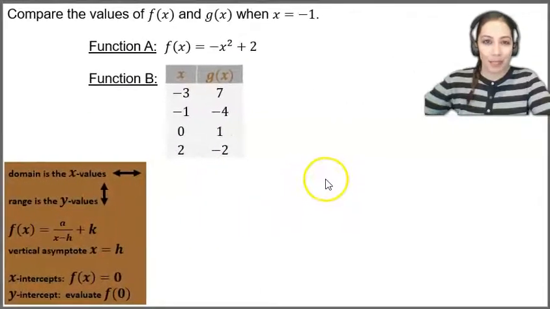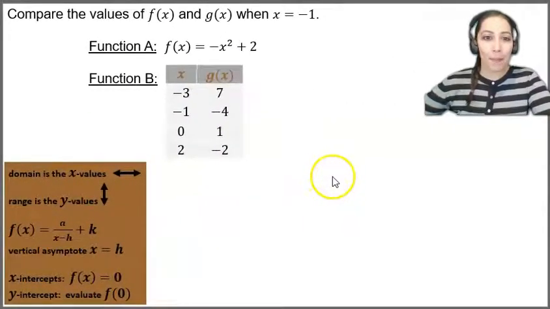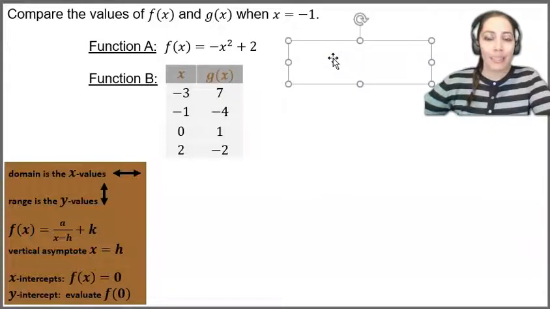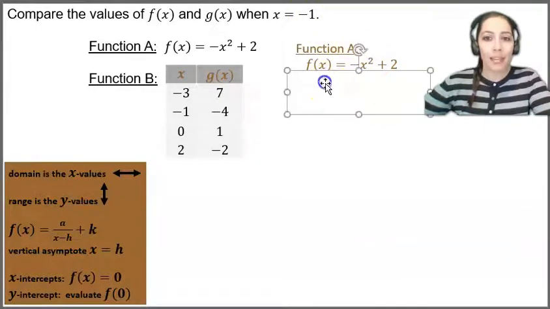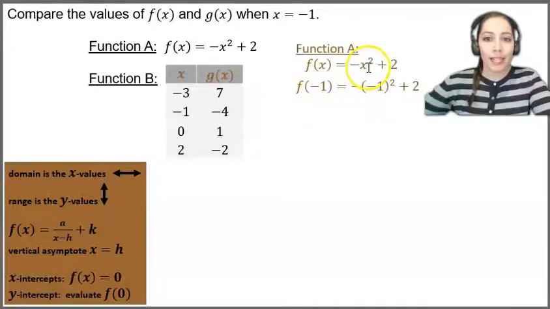Now that we have Chloe's tips and tricks, we can go ahead and compare both function A and function B when x equals -1. So first of all, I know that if my x is equal to -1, all I have to do is take my original function, f of x equals -x squared plus 2, and everywhere there's an x, put in -1. So when I do that, I get negative times the quantity of -1 squared plus 2.